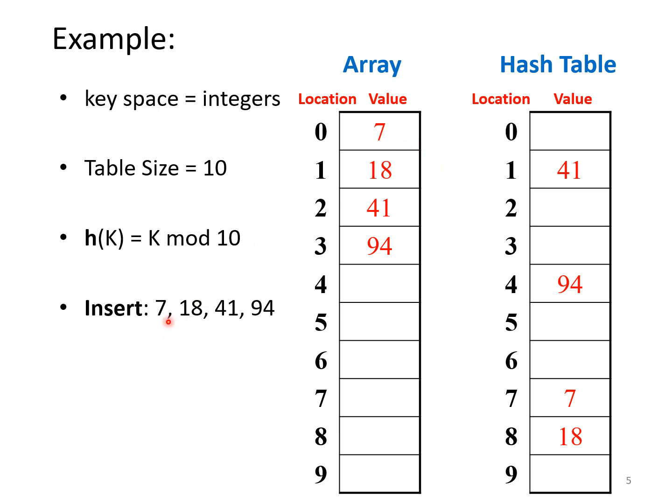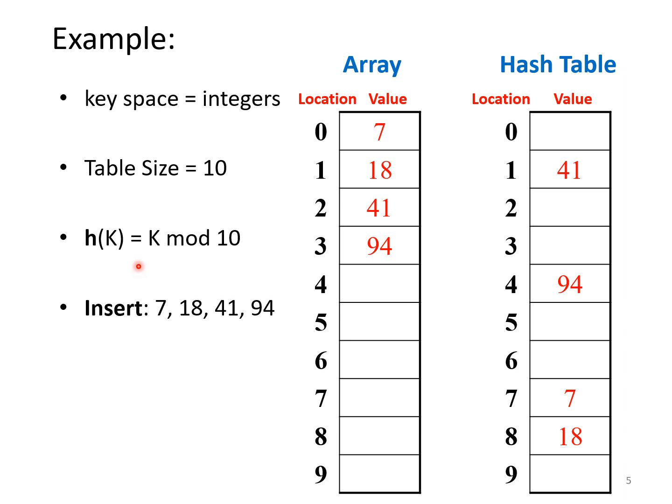The first value is 7, so we will insert it in the first location, that is the 0th location. The second value is 18, we can insert it in the next location, and the third value 41 in the second location and 94 in location number 3. Whereas in the hash table, we cannot insert the numbers in the order in which they arrive. We have to calculate the location based on the hash function.